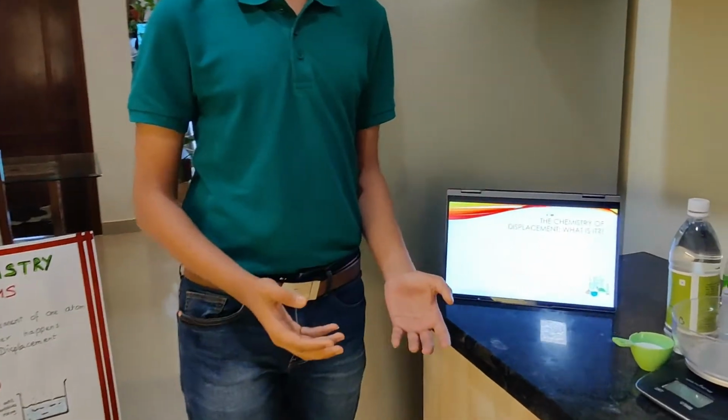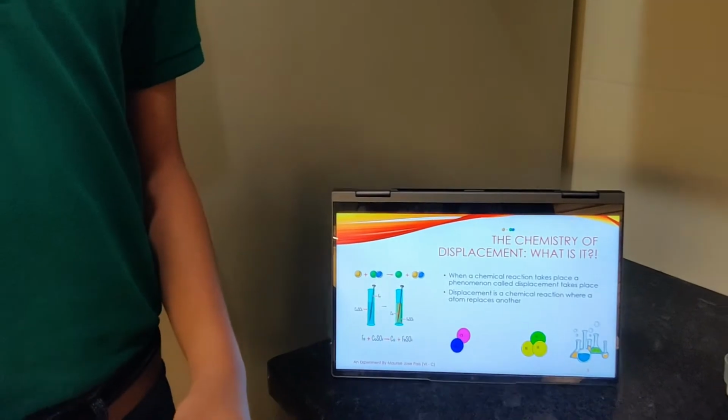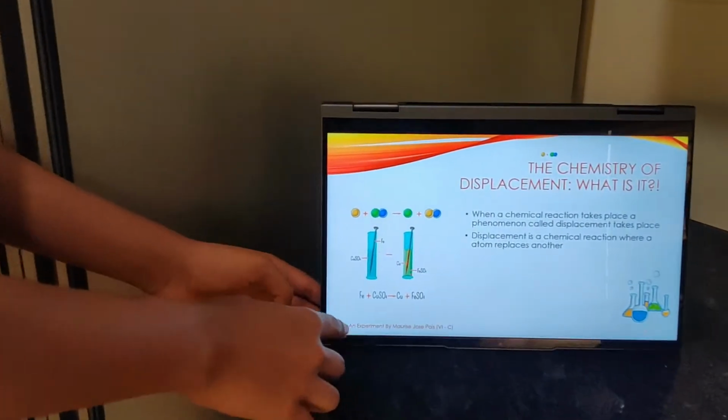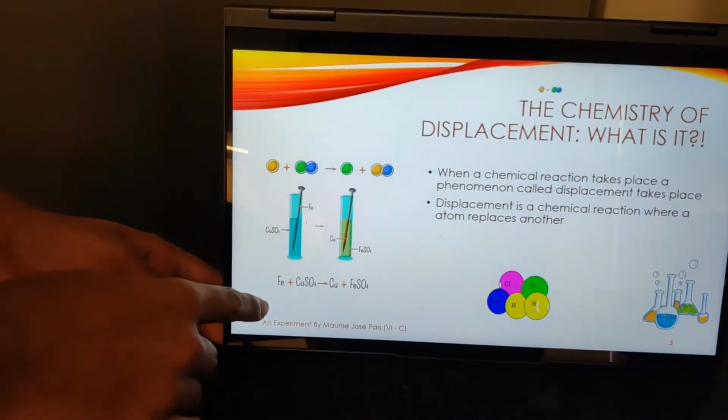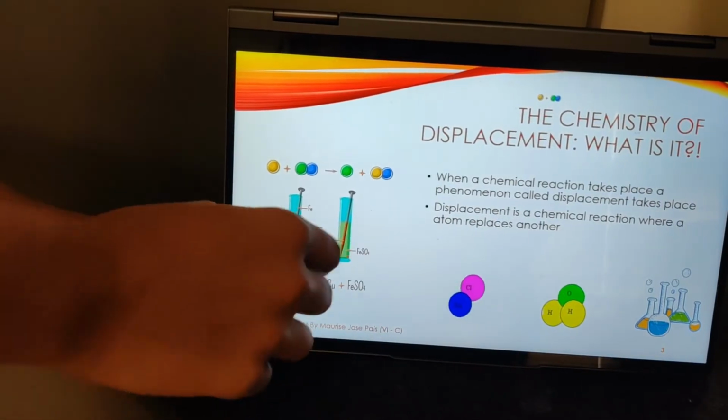So what is displacement? Displacement is a phenomenon where one atom replaces another in a chemical reaction. So in this case it's ferrous ion which replaces copper in the copper sulfate solution to create ferrous sulfate.